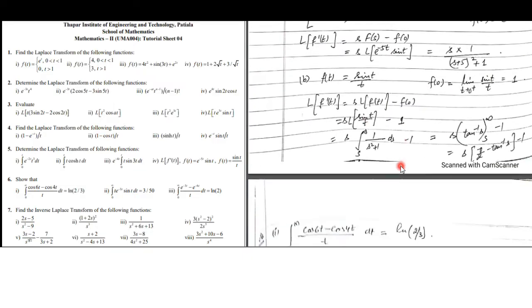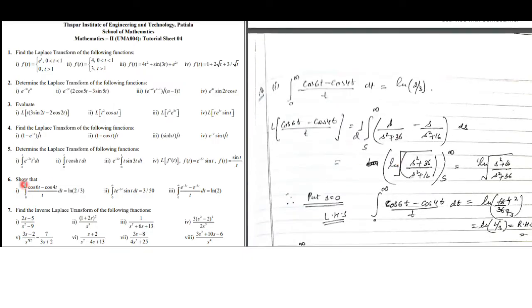Now just see question number 6, we have to show that this integral is ln 2 by 3. Since we know that the Laplace of this function is the integral from 0 to infinity of e to the power minus st into this function, if you compare these two integrals, we will see that here there is no s, so we can put s to be 0. So we can find out the Laplace of it, and at last we can put s to be 0. After simplifying, we get the right hand side.